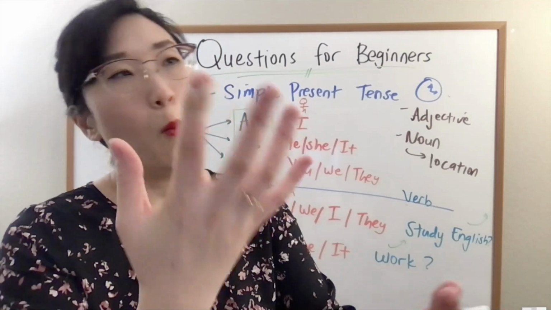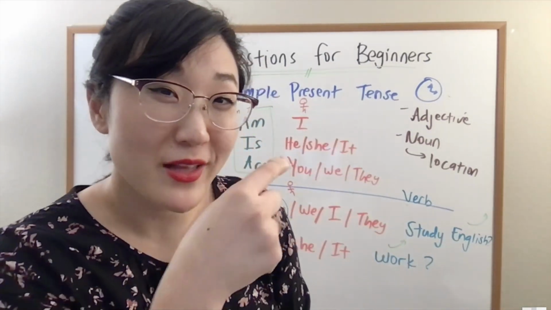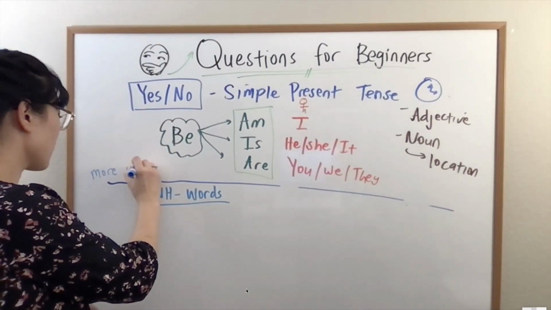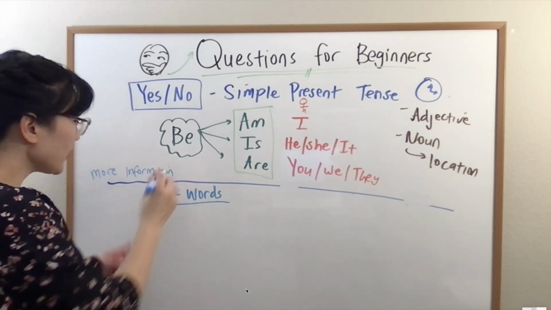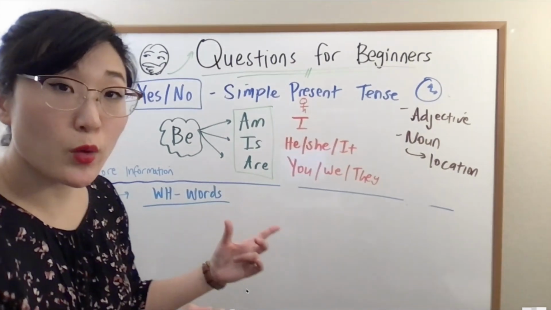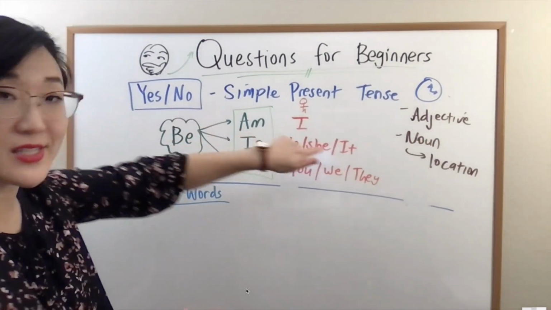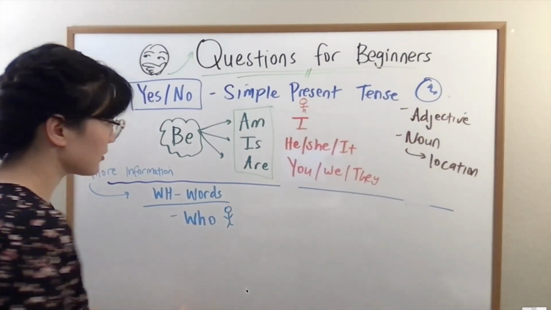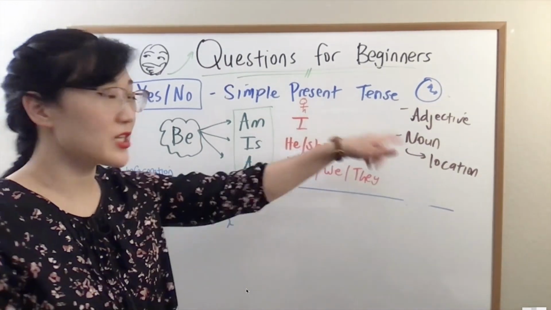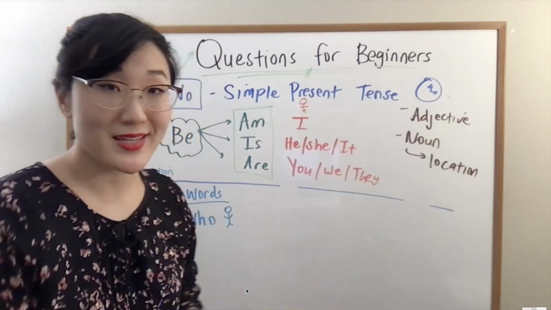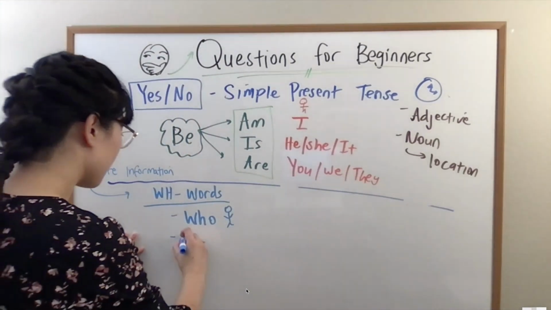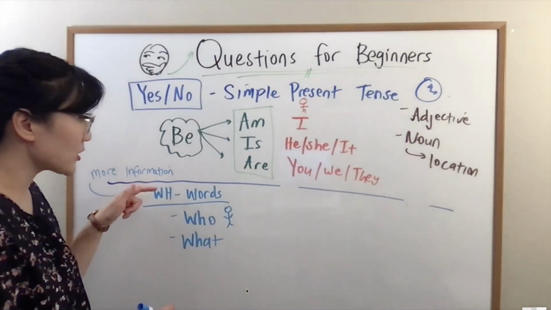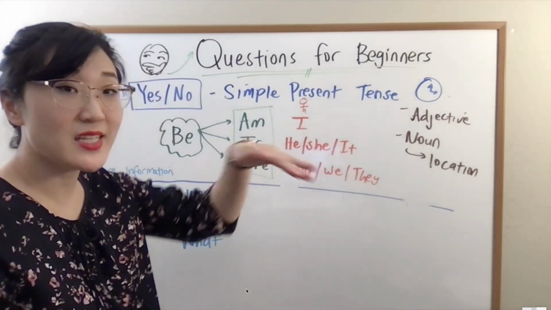We need to ask more information questions. So let's look at these. For more information questions, we need these special words. These words we cut and we put in front of our yes and no question. So for example, who? Who is a person? Who is a teacher here? I'm asking everyone. Who is a teacher here? Or what? What is your name? More information questions, the pronunciation will go down. The intonation will go down.